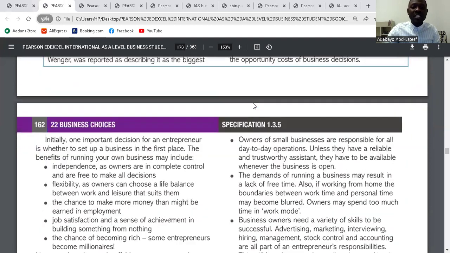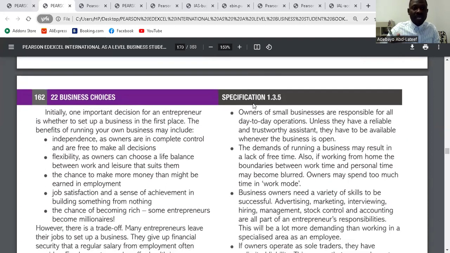So initially, one important decision for an entrepreneur is whether to set up a business in the first place. The benefit of running your own business may include, one, independence, as owners are in complete control and are free to make all decisions. So the first decision you think about as the owner of a business, as an entrepreneur, is the decision to start up the business. And if you are doing that, it means you forget about getting salary or getting paid from employment. That's why you have chosen your business. You get the first point here.